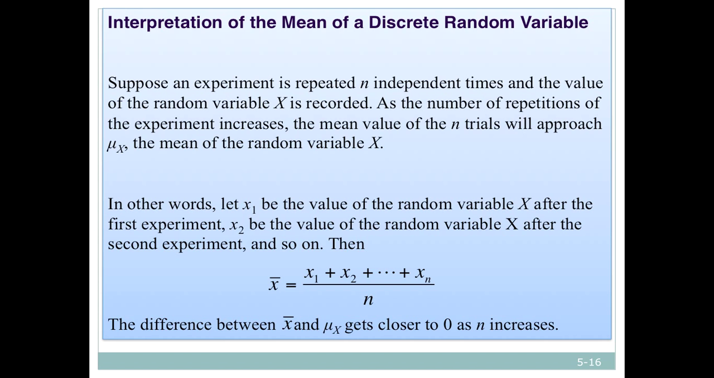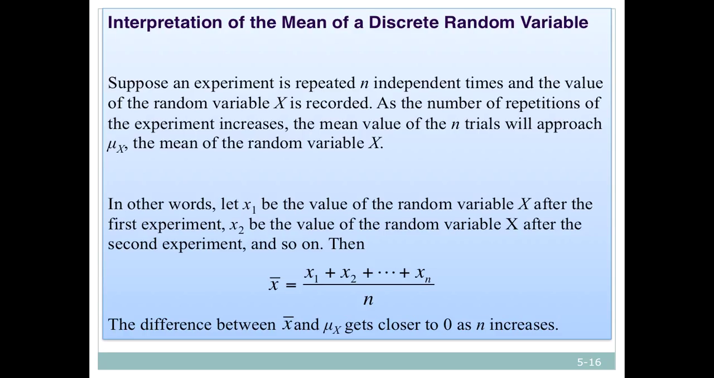Okay, so let's look at what the interpretation of the mean of a discrete random variable is, which is what it actually means. Let's suppose that an experiment is repeated n independent times, and the value of the random variable x is recorded each time. As the number of repetitions increases, the average or the mean value of the n trials is going to approach the mean of the random variable.